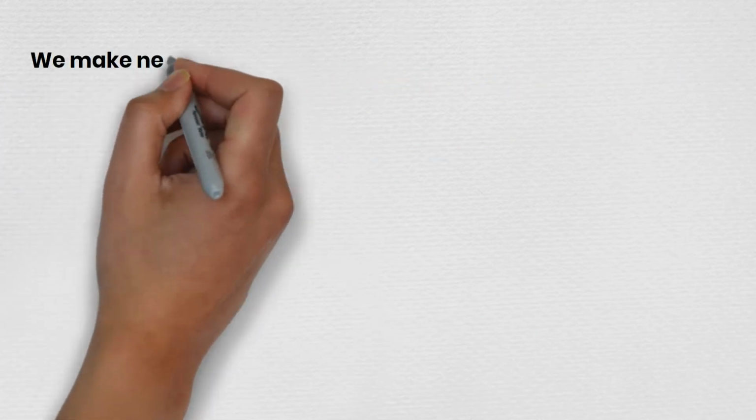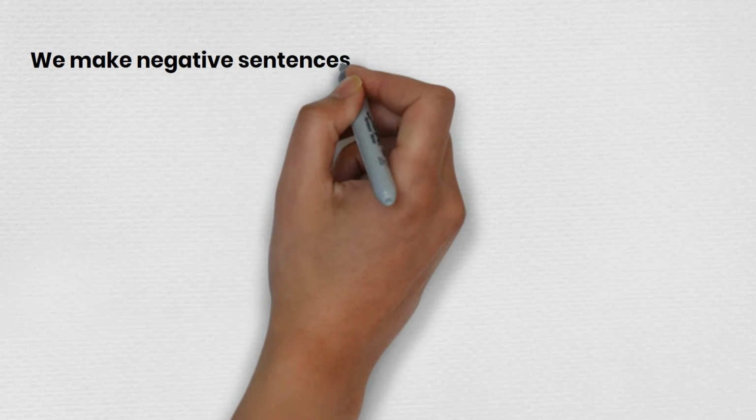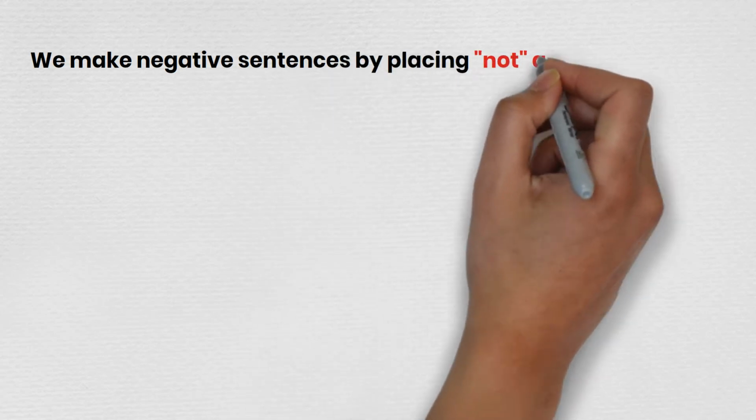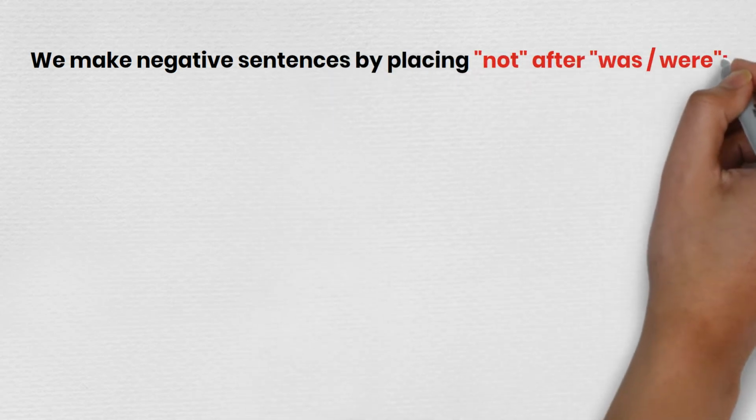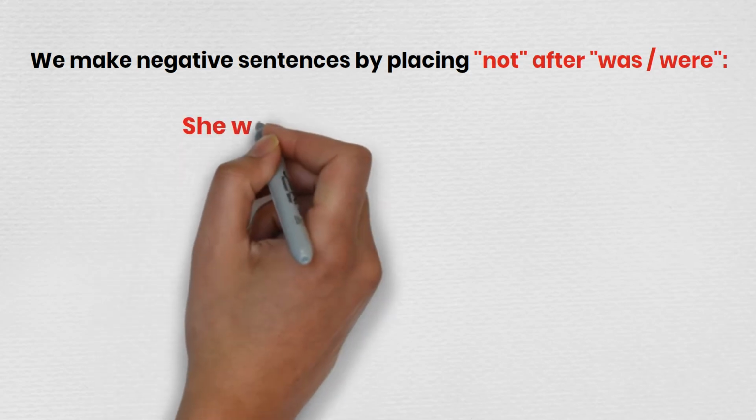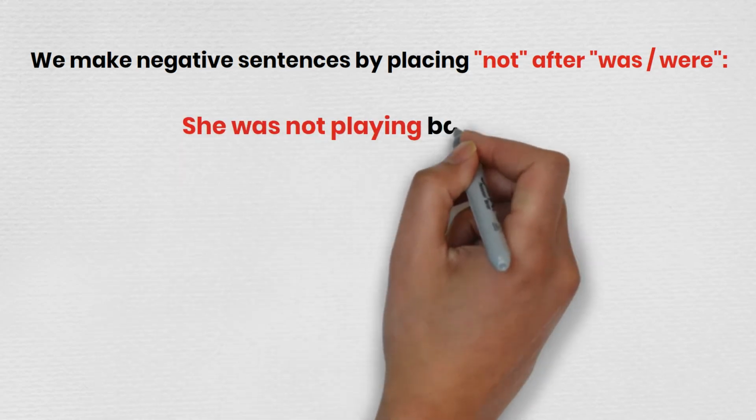We make negative sentences by placing not after was or were. She was not playing basketball.